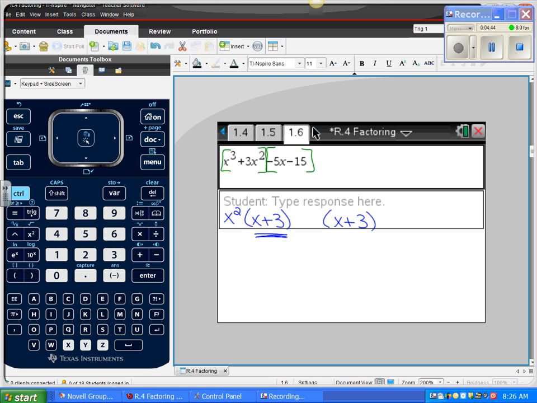What do I have to pull out of negative 5x minus 15 in order to get the x plus 3? That's going to be a negative 5. Now you've pulled out your GCFs. Next step is you keep what they have in common, there's that x plus 3, and then you have what they have out front, x squared minus 5. So the quantity x squared minus 5 times the quantity x plus 3, and that's factored. Hopefully you remember factor by grouping. We did a lot of factor by grouping last year.